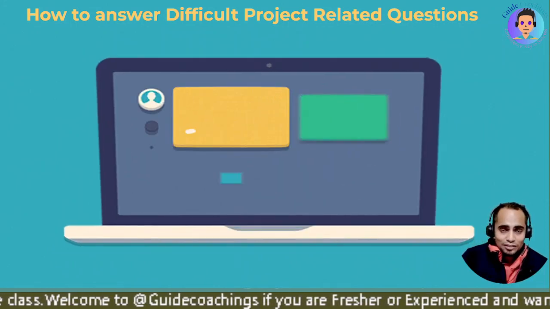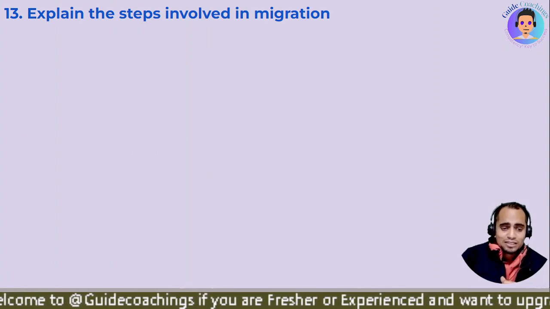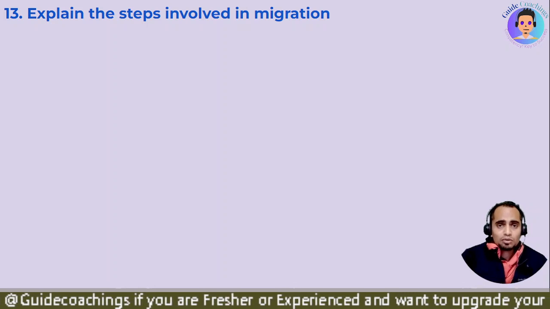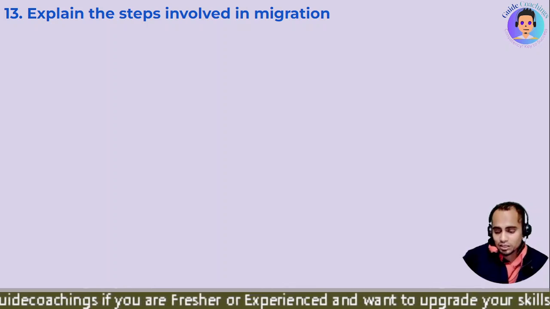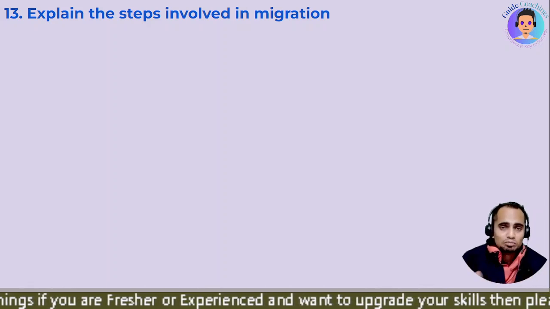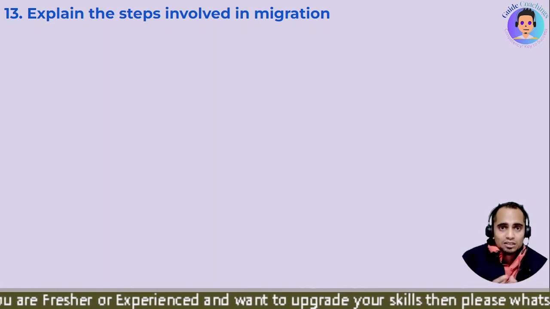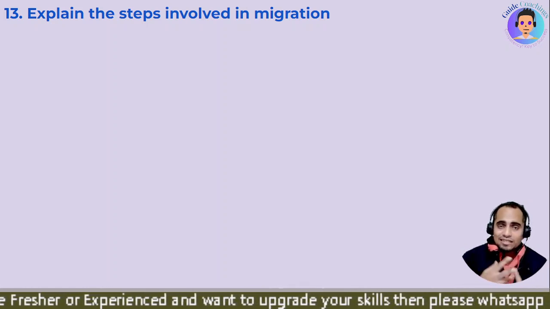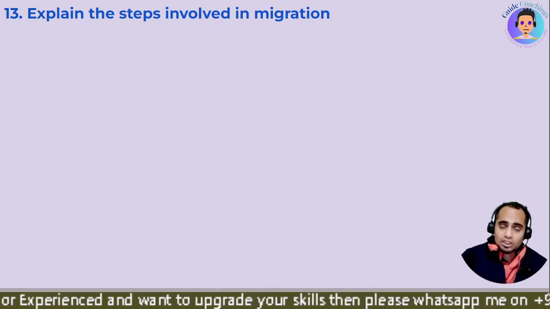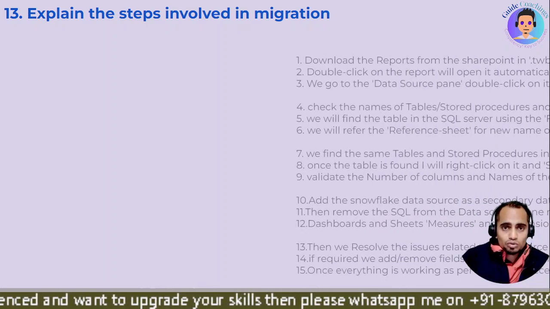Okay, let's come back to the topic which we are going to discuss. So the first topic is: explain the steps involved in migration. Okay, what are the steps involved in the migration? There are two types of projects in the Tableau industry or the BI industry, that is the development project and the migration project. So here we are going to see the steps involved in a migration project, which I have already explained in my previous video. Okay, so here are the steps.